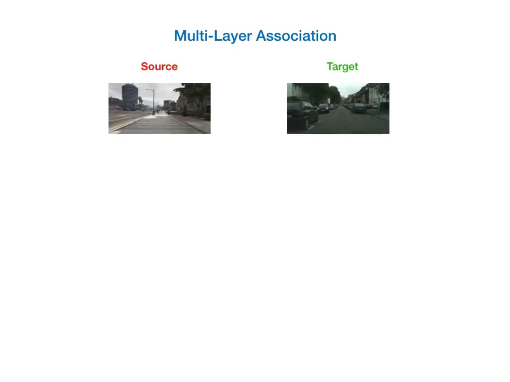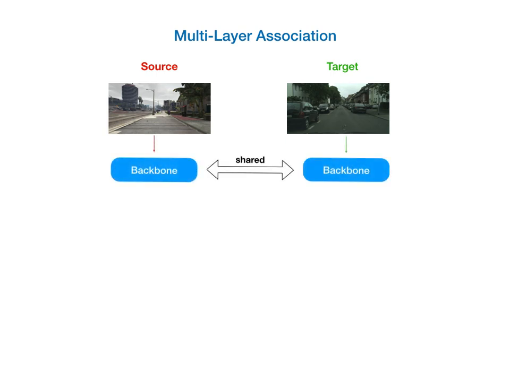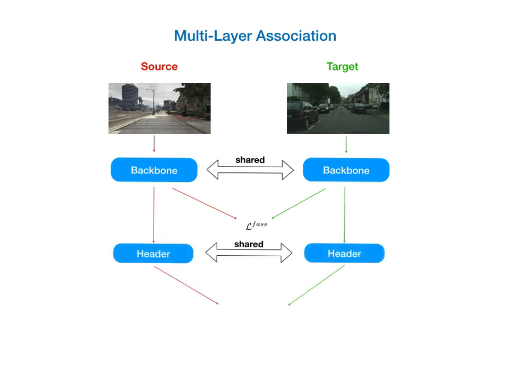Given the images from both domains, we forward them through the backbone to get their features. Then we impose the association loss on the features to mitigate the feature discrepancy across domains. However, the feature discrepancy cannot be perfectly eliminated. The classifier or header can always find shortcuts to overfit to the source data and degenerate the adaptation performance. So we also impose the association loss on the network outputs.